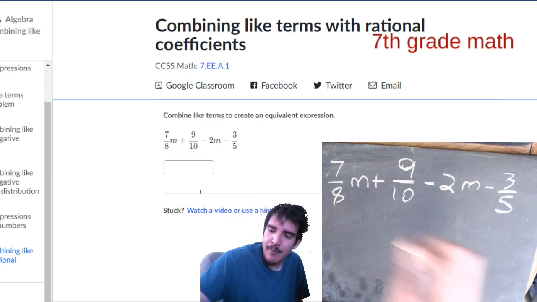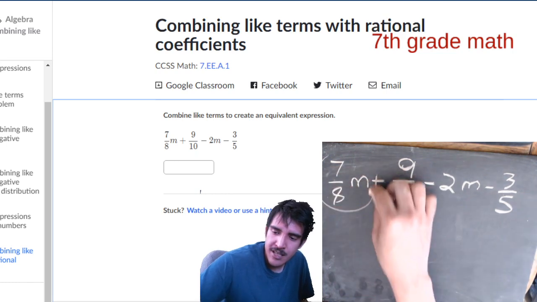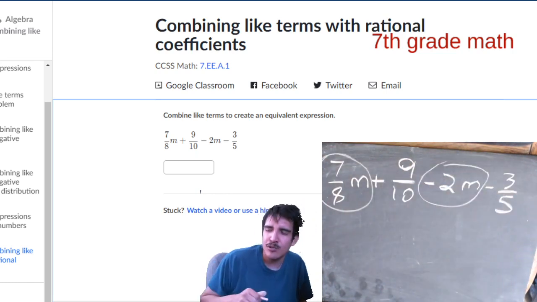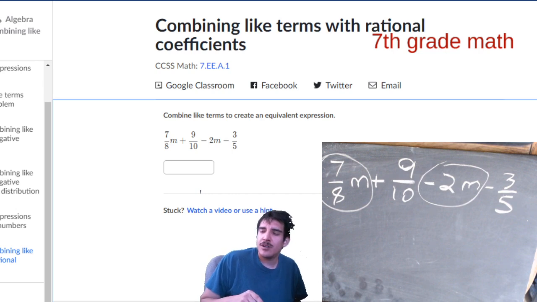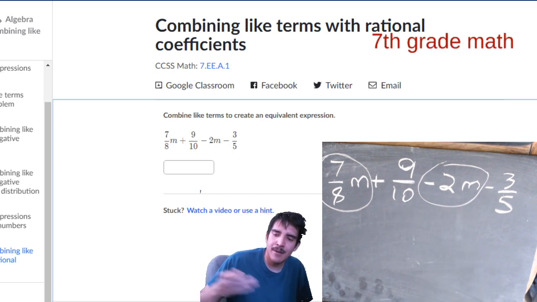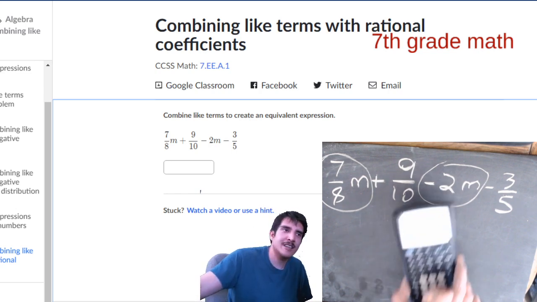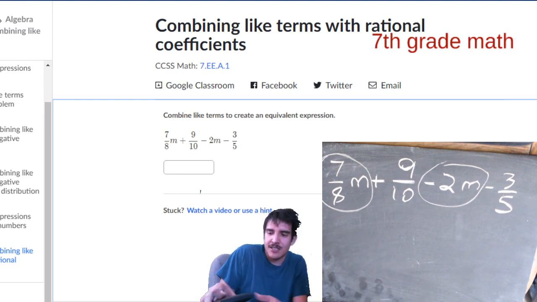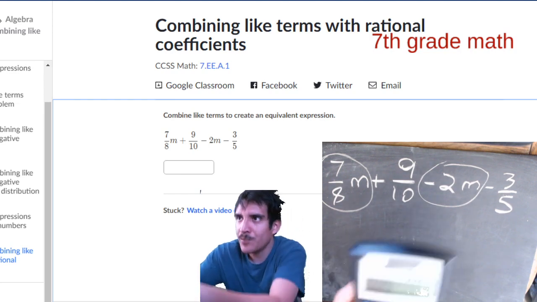Let's figure out what we can combine. 7/8 m and minus 2m. So negative 2m plus 7/8. Again, when in doubt, use this thing. And I hope I don't have to show you how to do this, because I'll show you once. I hope you can see it.